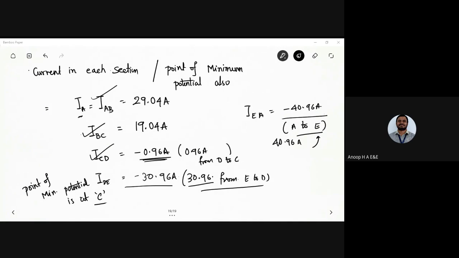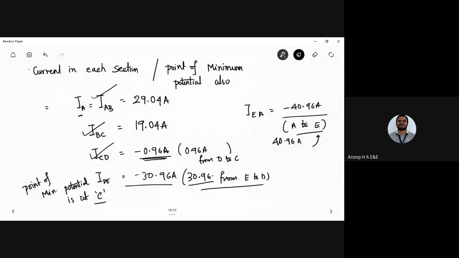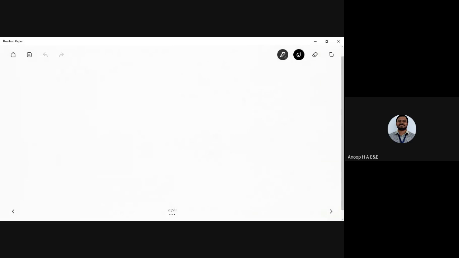Okay, assuming that there are no more doubts, let us move on to the next one, that is a bit of introduction for AC distribution and how we are going to calculate it. So I'll be taking a few more minutes of your time, and I'll be writing down the AC distribution calculation.